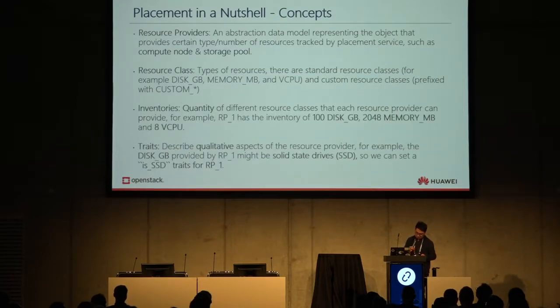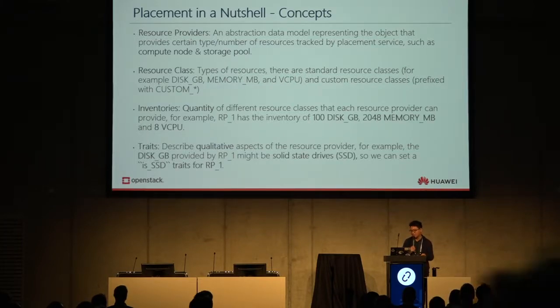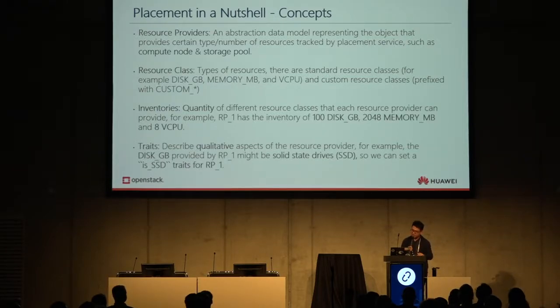And now let me introduce some important concepts of placement. They are very critical to understanding placement. And if I made some mistake here, please point it out so we don't send out wrong messages to the audience. The first one is resource providers. It's just an abstraction of a data model to represent the object that provides a certain type or number of resources tracked by the placement service, such as a compute node or storage pool. This is a very, very basic concept for placement.